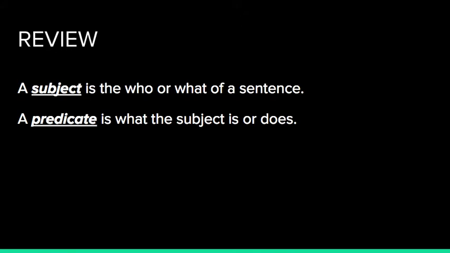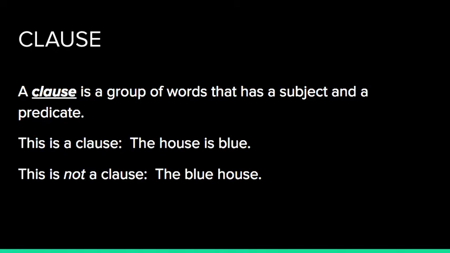Okay, so let's first review subject and predicate. Remember, the subject is the who or the what of a sentence, and a predicate is what the subject is or does. Now, a clause is just a group of words that has a subject and a predicate. Here's an example of a clause.